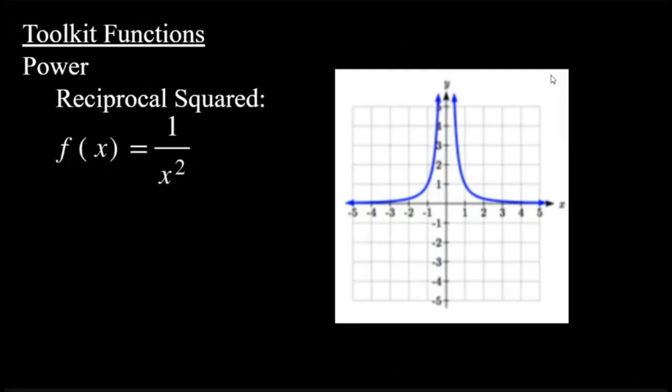The reciprocal squared, and again, this is a power function because, and we'll learn this later on, it can be written as a power. But this one, again, looks similar to the reciprocal, except it's up on both sides instead of being up on one side and down on the other side.